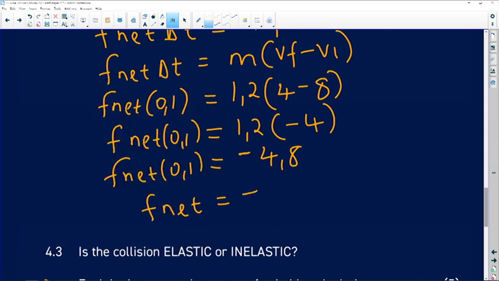So this will be negative 48. Don't forget the unit measurement for force, which is Newton. Do we leave it like this? We can't have a negative force. This means that it is in the opposite direction. Therefore, F net can then be 48 Newton, because you can't have a negative force.